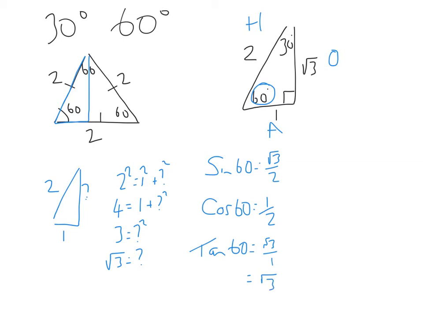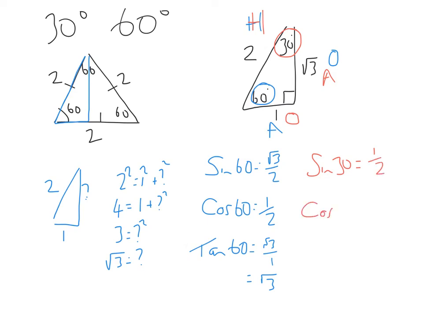For the 30 degree angle, this still counts as the hypotenuse, but from that point of view, this side becomes the opposite and this side becomes the adjacent. So now from the point of view of the 30 degree angle, we've got sine 30 is opposite over hypotenuse, which is 1 over 2.